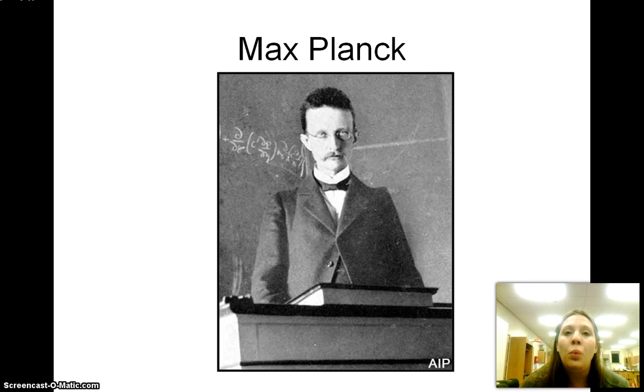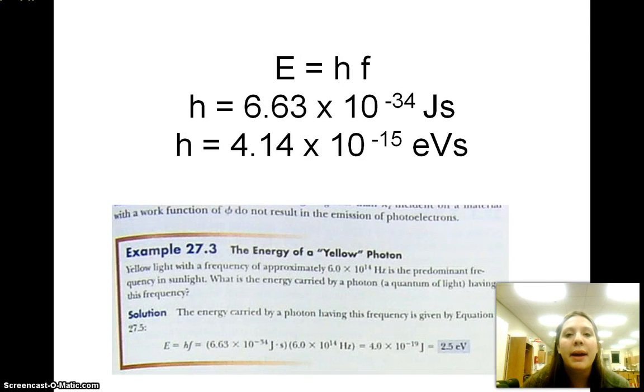Okay, so what was his mathematical model? His mathematical model was that E, which is the energy of a photon, is equivalent to h, which is Planck's constant that he derived from the data, times the frequency of light. So the frequency of the light radiation, times Planck's constant, is equivalent to the energy of a photon. And Planck's constant, which is also given to you in your reference tables, has two different values based on what energy unit we're going to use.